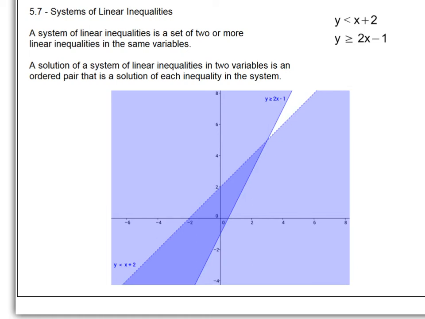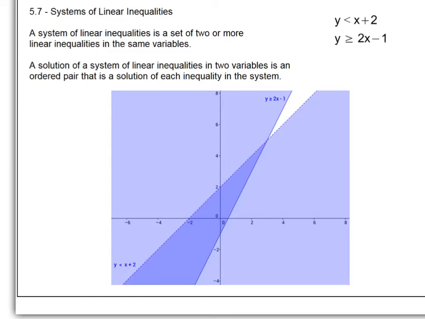Section 5.7, Systems of Linear Inequalities. A system of linear inequalities is any time that you have two or more linear inequalities in the same variables, typically x and y. It's similar to when we had a system of linear equations in two variables, which just was more than one equation.